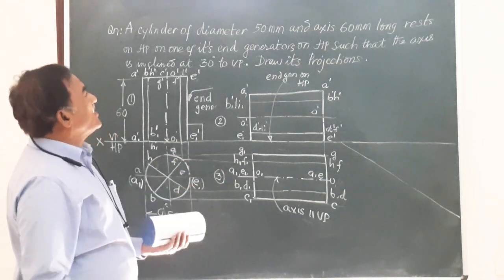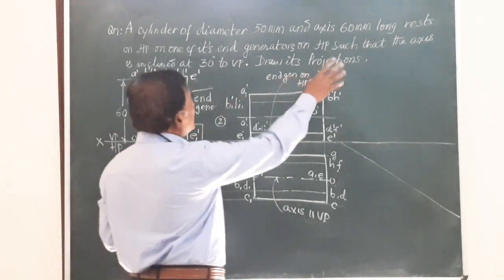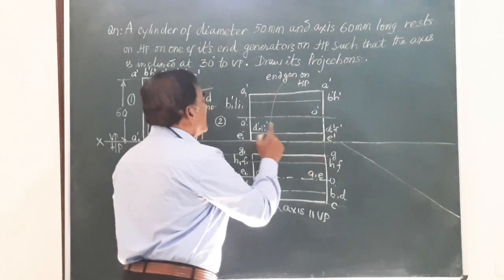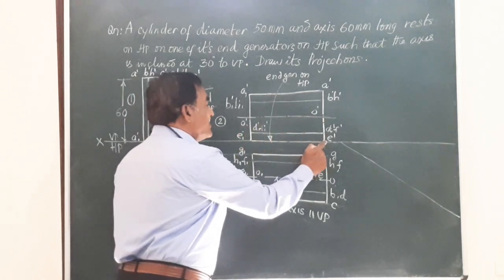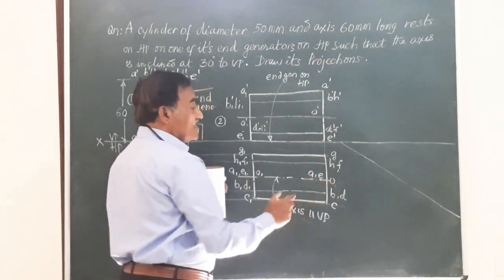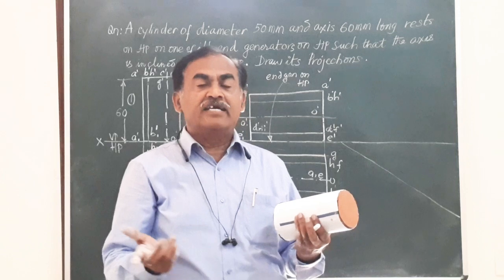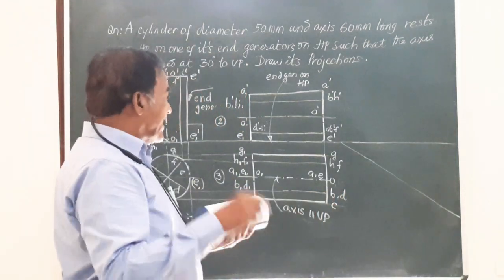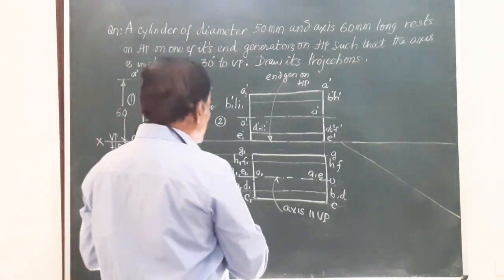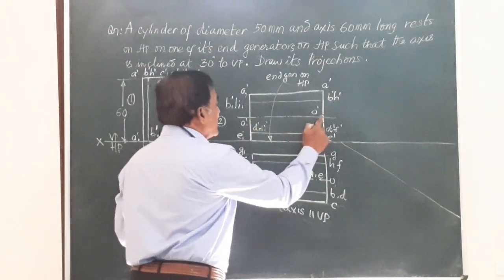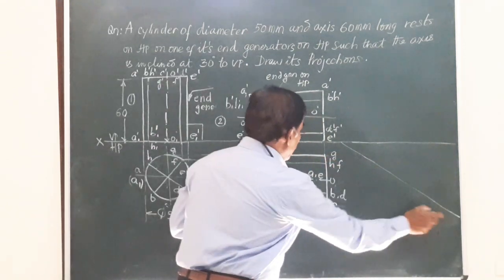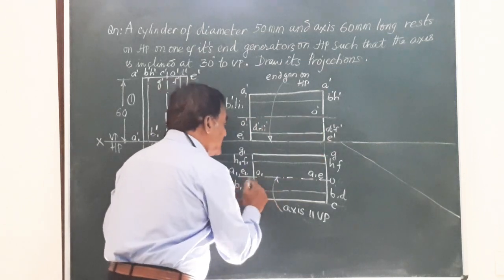This problem can also be given like this, resting on one of the end generators on HP, such that the plane containing the axis and the end generator, that is this rectangle, has become a line here. They can also specify the same problem in a different way. Instead of telling that the axis of the solid is inclined to VP, they can also say the plane containing the axis and the end generator on which it rests is inclined at an angle, because this plane is seen as a line here.